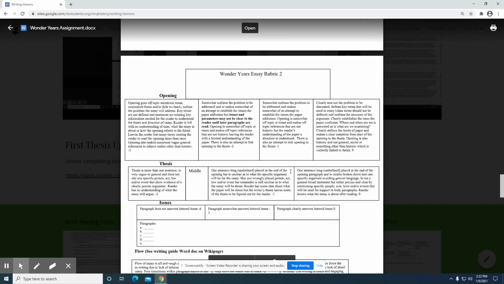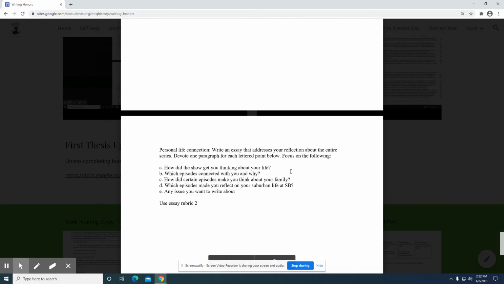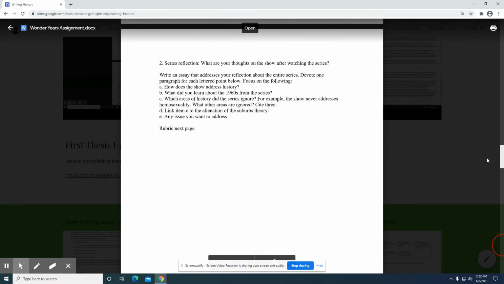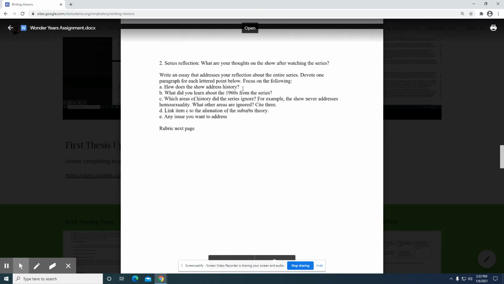And then for the fourth marking period essay, you're going to have to move on to rubric number 2. Rubric number 2 is asking you, where is it, over here, for your series reflection. So this one looks like it is 1, 2, 3, 4, 5 paragraphs. And you're just answering these prompts in the paragraph.